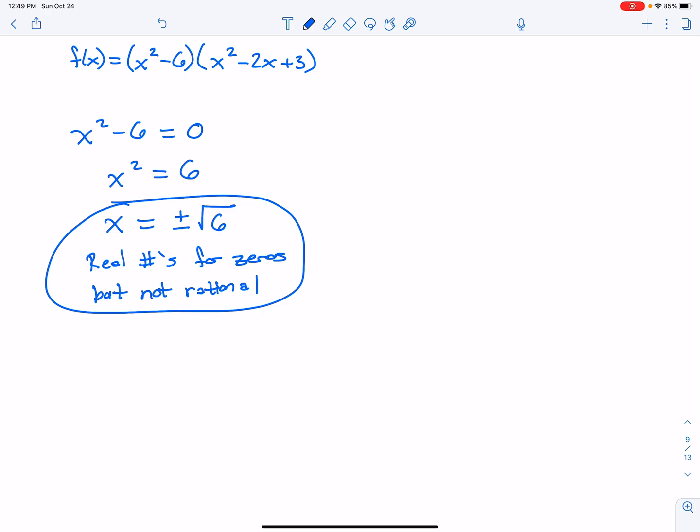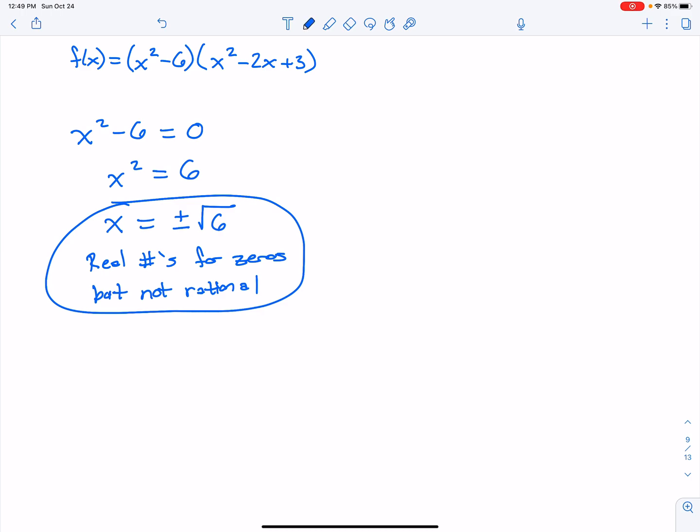If we look at our other quadratic here, we have x squared minus 2x plus 3. That is not one that factors nicely. There's nothing here that would multiply to give us 3 that adds up to negative 2. So I'm going to have to use the quadratic formula on that one.